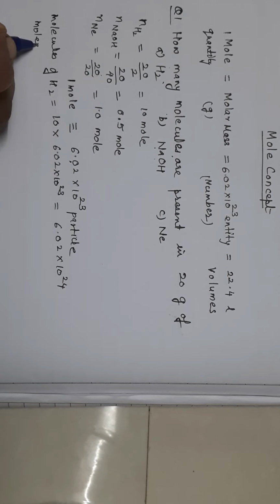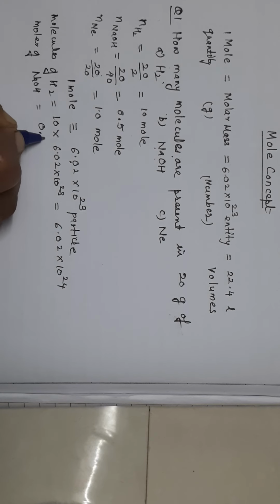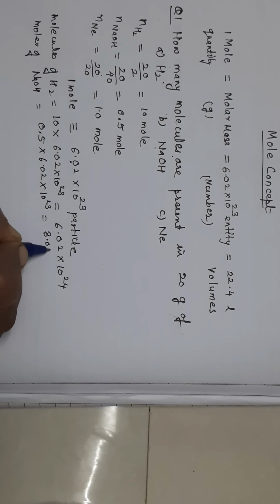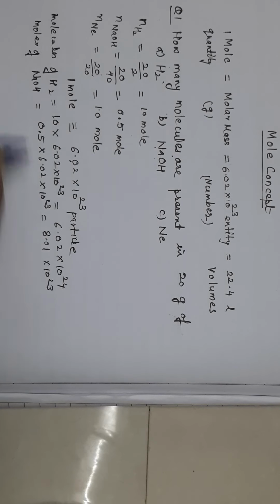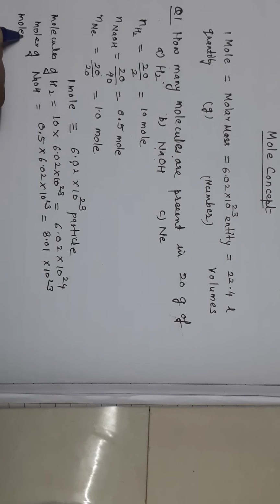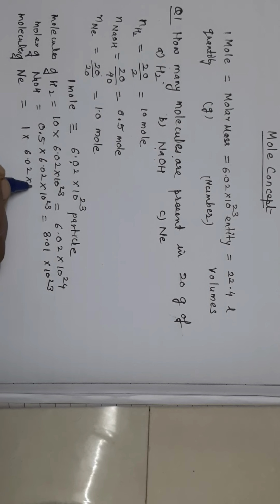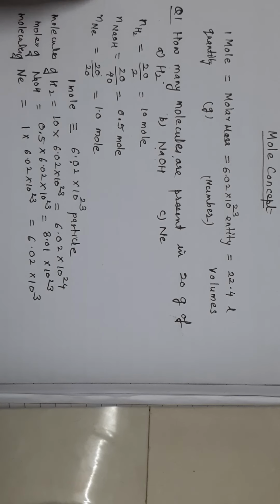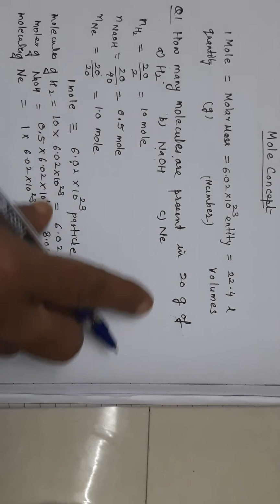Molecules of NaOH will be equal to 0.5 multiplied by 6.02 into 10 raised to 23, which is equal to 3.01 into 10 raised to 23. Next, molecules of neon is equal to 1 into 6.02 into 10 raised to 23, which is equal to 6.02 into 10 raised to 23. In this way, we are able to calculate the number of molecules in 20 grams.